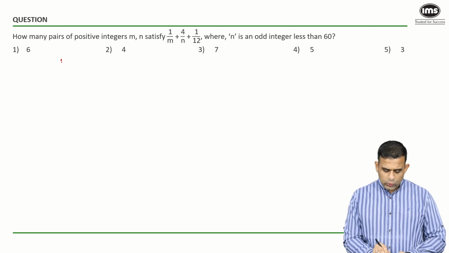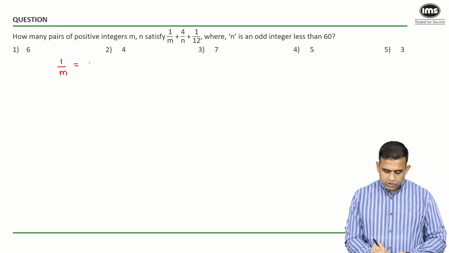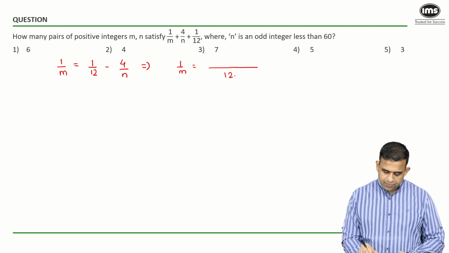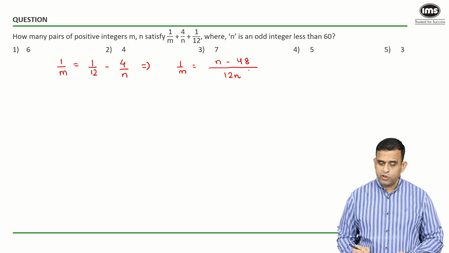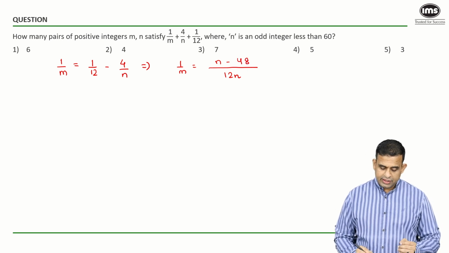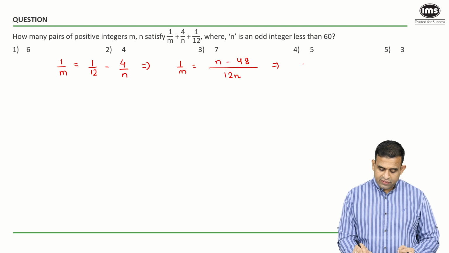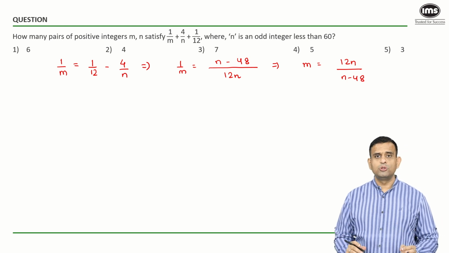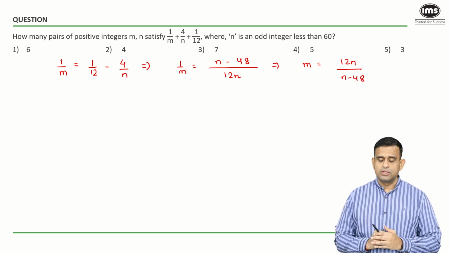So one can say 1 over m should be equal to 1 over 12 minus 4 over n. Then if I look at the RHS, I can take an LCM of 12n, and we get n minus 48 in the numerator of the RHS. Then if I cross multiply, the value of m should be equal to 12n over n minus 48. So the task basically was to represent one variable in terms of the other.